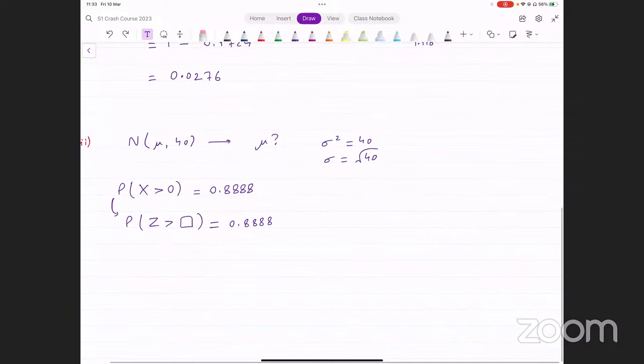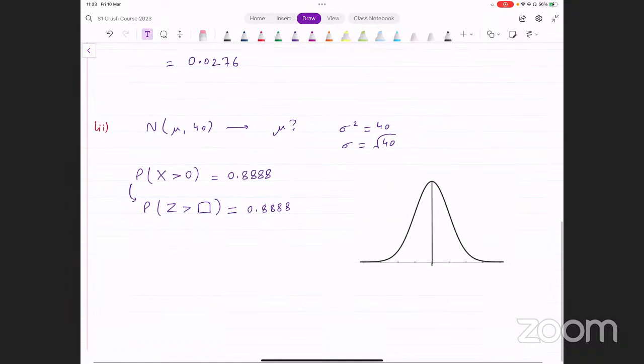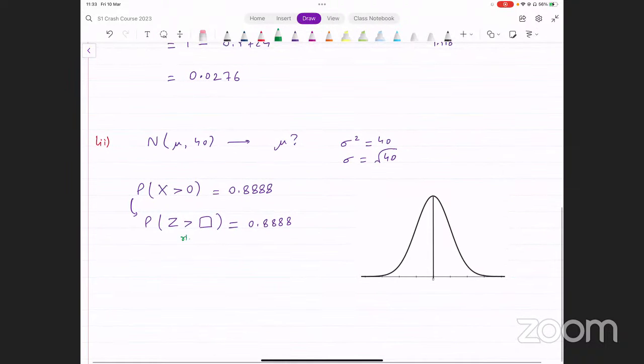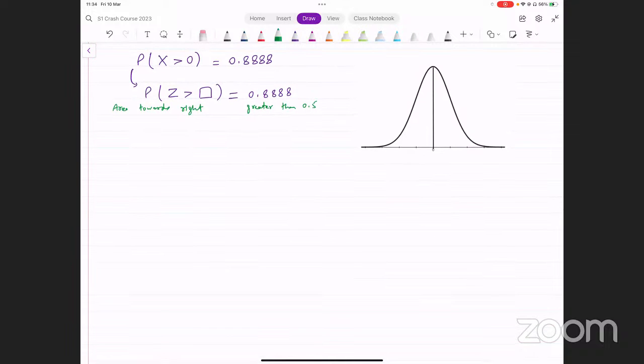Let's think of this curve. Okay. So we have area to the right side. All right. So we are saying area towards the right has to be greater than 0.5. Now, where do we place z? We would have to place it on this side. Why? Because we're talking about area to the right side.